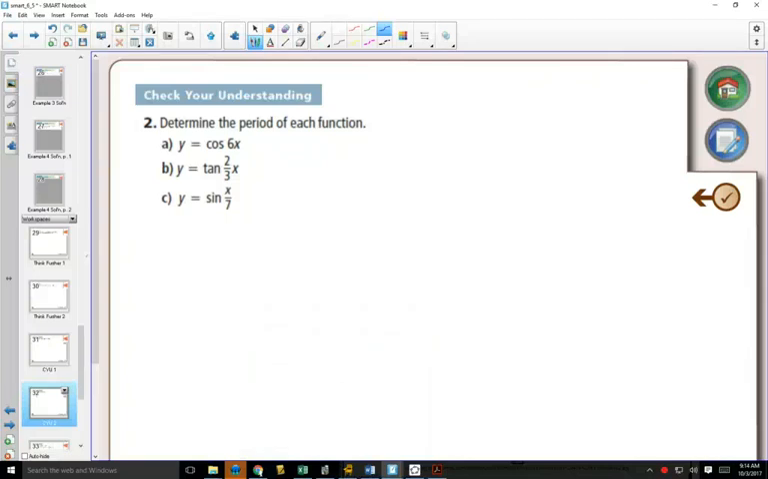Now this question just says determine the period of each function. We are, again, for all of these, going to graph them to get used to graphing. So for part A, we want to graph y equals cos of 6x, and then after we graph it, we're going to say what the period is.